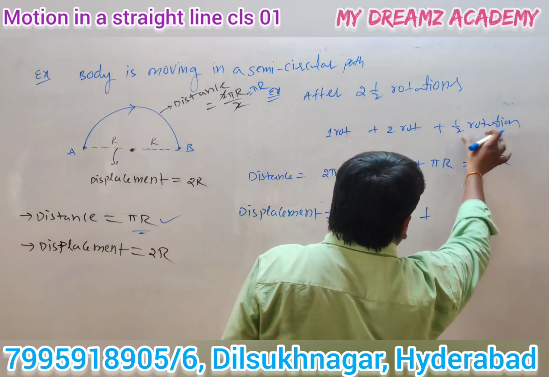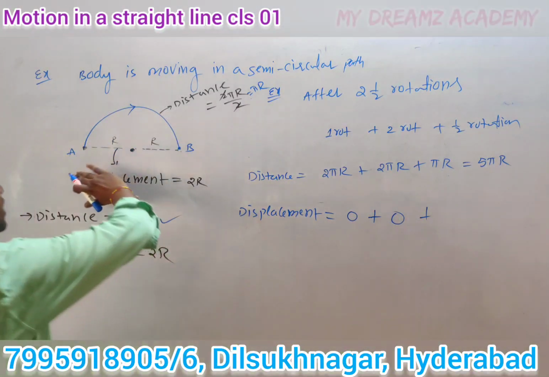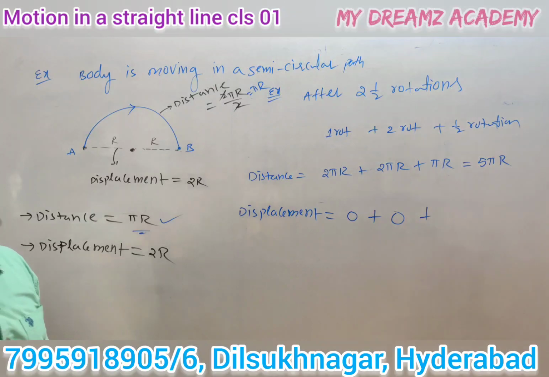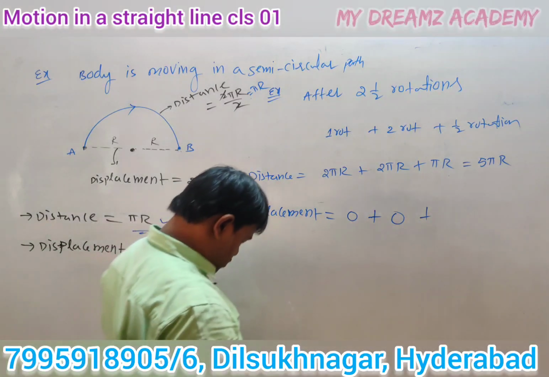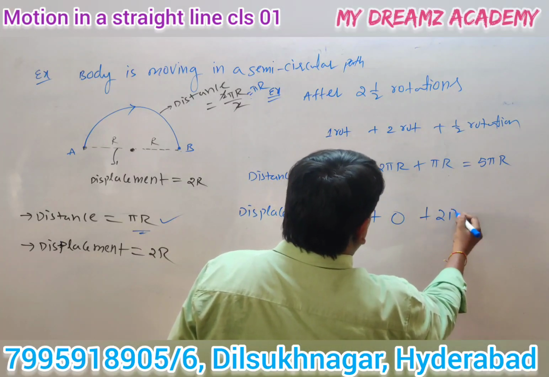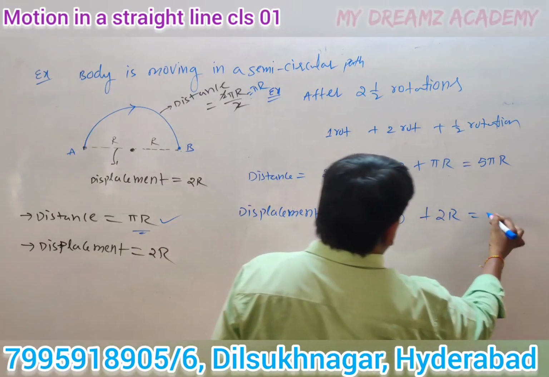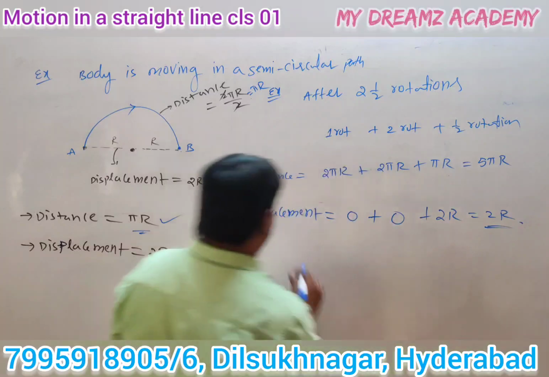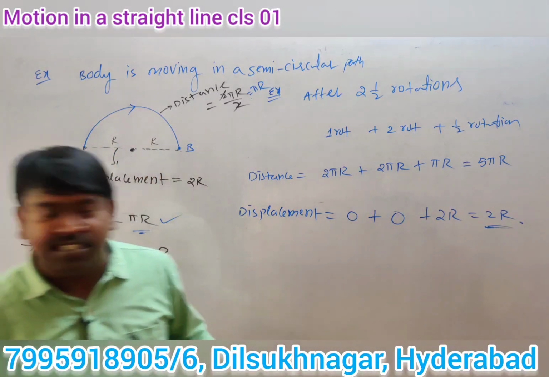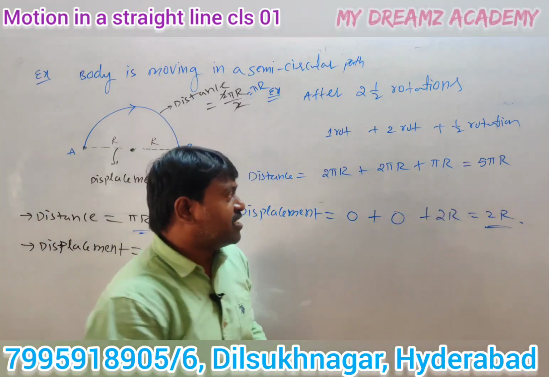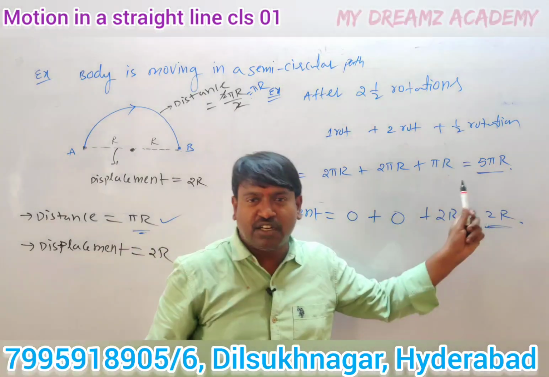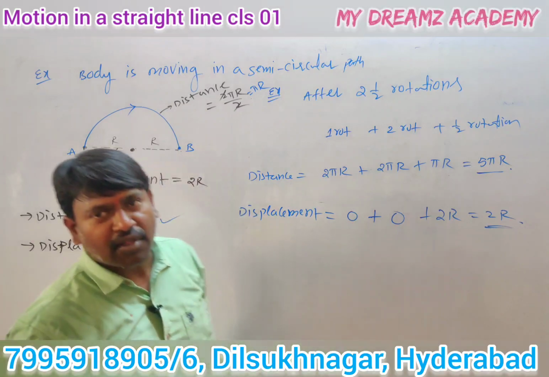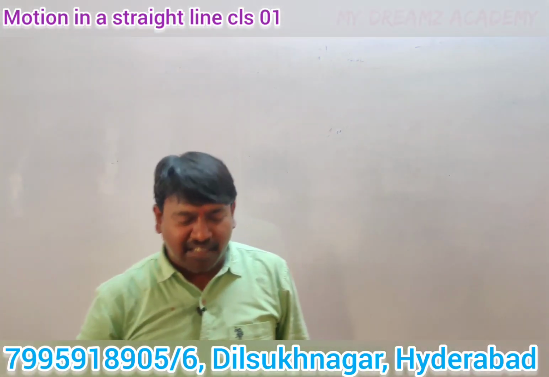Half rotation means semicircular path. If it is one complete semicircular path, what is the displacement? Displacement is 2r. So 0 plus 0 plus 2r means 2r. That is the displacement. After 2.5 rotations, the distance covered by the body is 5 pi r. Okay. Now what is the displacement covered by the body? 2r. Okay. Let us see another example.